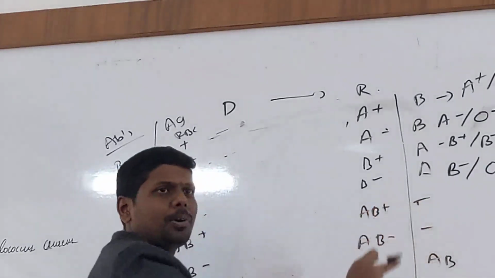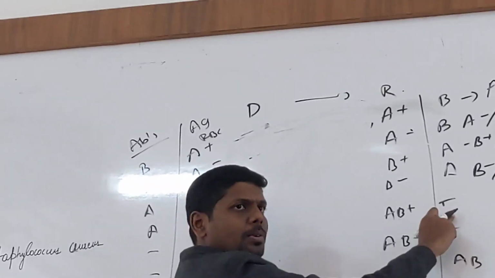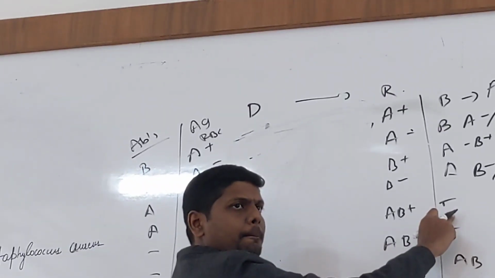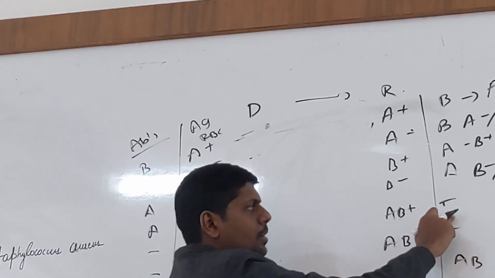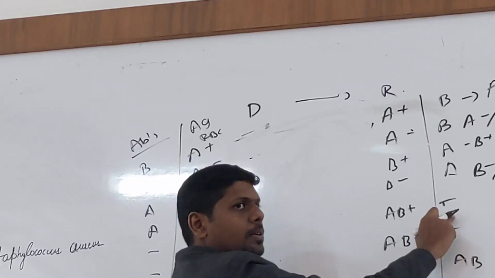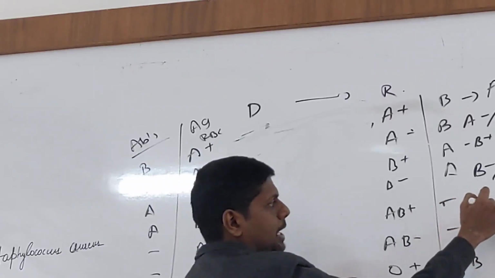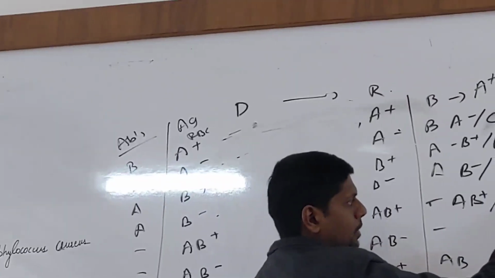Then coming to AB positive. Can he receive A blood? A group? A positive? No, sir. He cannot. A negative? No, sir. B positive? No, sir. B negative? No, sir. AB positive he can receive. AB negative he can receive. Yes, sir. AB negative he can receive.